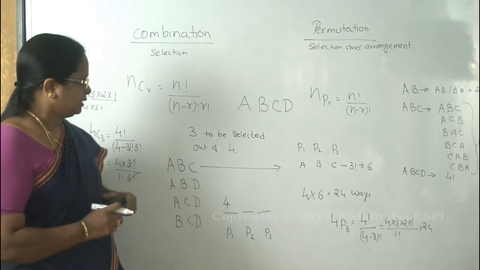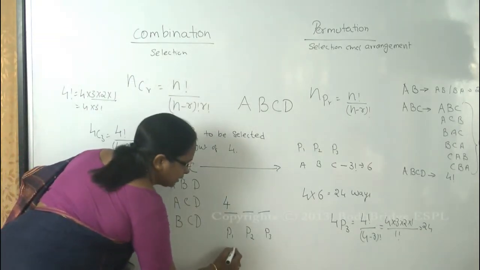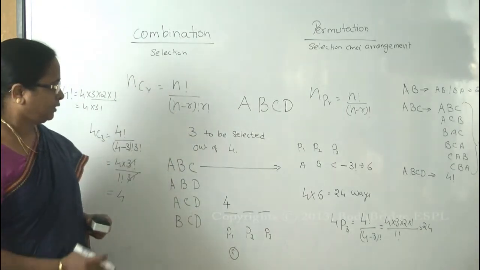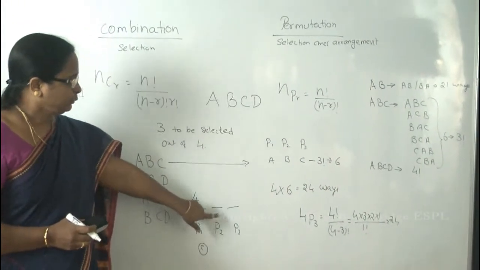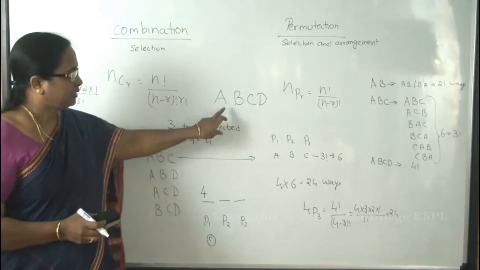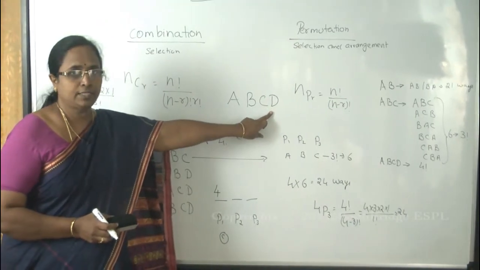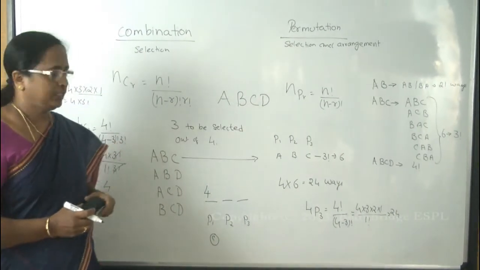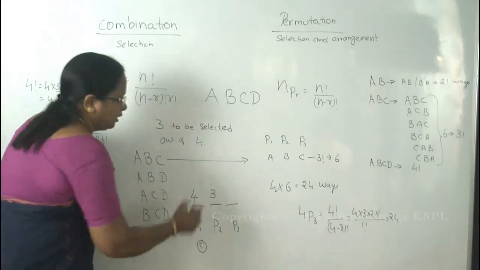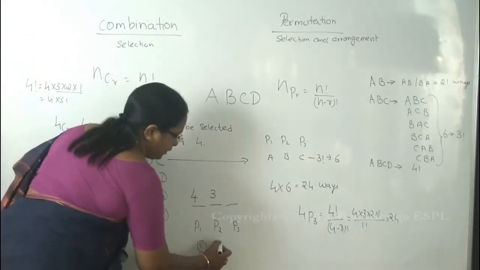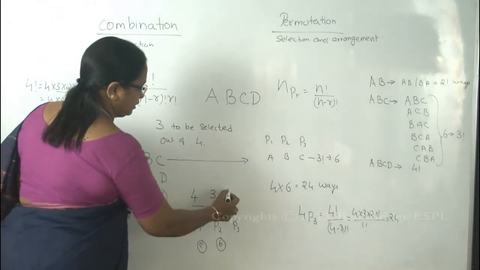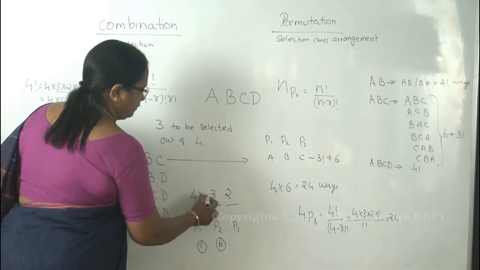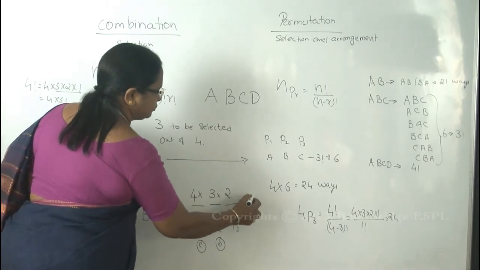If one of the persons is selected, imagine C is selected here. If C is selected for the first position, then for the second position, that is for prize 2, you have only 3 persons left, that is A, B and D, because C is already selected for the first position. So there are only 3 ways to fill the second slot. And now imagine that B is selected here. Now you have only 2 persons left for prize 3. There are 2 ways. So when you multiply this, it is nothing but 24.